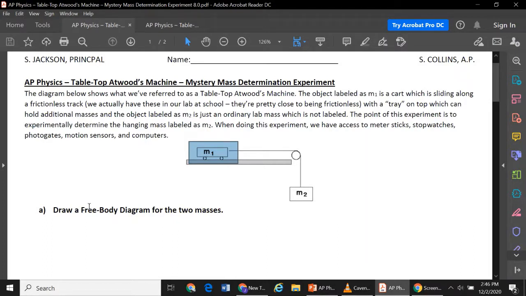M1 is interacting with the string. That's going to produce a force of tension. It's interacting with the earth. That's going to produce a force of gravity. And it's interacting with the table. And so that's going to produce a normal force. Now, sometimes tables or surfaces in general will produce two forces, a normal force and a friction force. But here it's not going to produce a friction force because, as we've said here, we've got basically a frictionless track. And so the free body diagram for M1 should look like this.